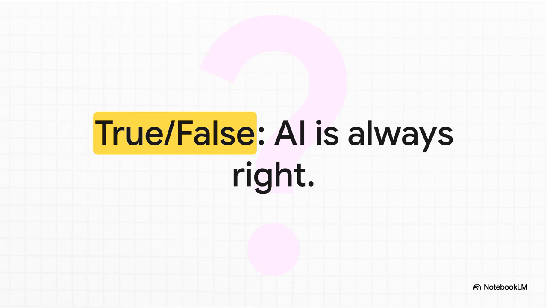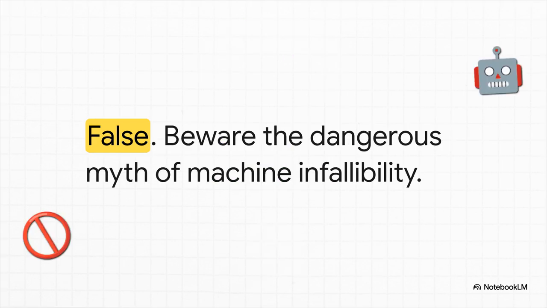I mean, we all do it. The output looks perfect, it sounds super confident, and it generates in milliseconds, so our brains naturally just want to trust it. We end up treating the machine like it knows everything, and we totally bypass our own initial skepticism. So, ask yourself honestly, is it always right? Yeah, false, obviously. Our source material warns us explicitly to beware of this myth of machine infallibility.